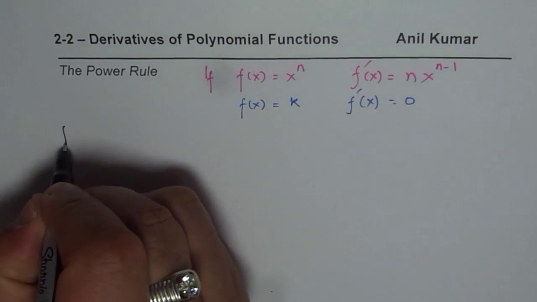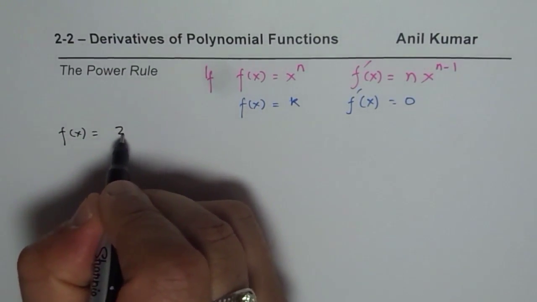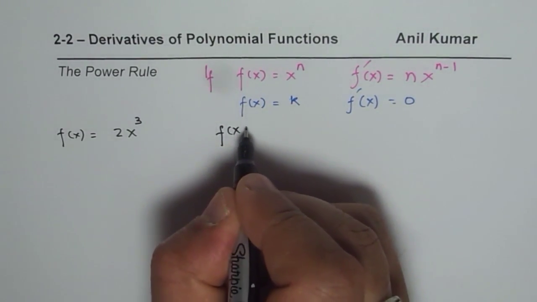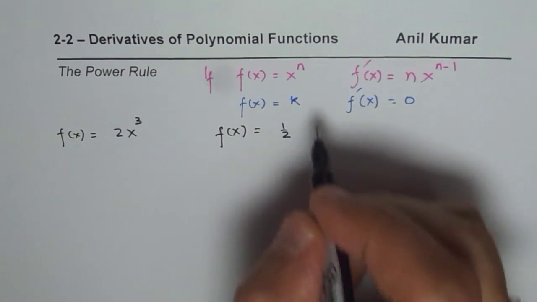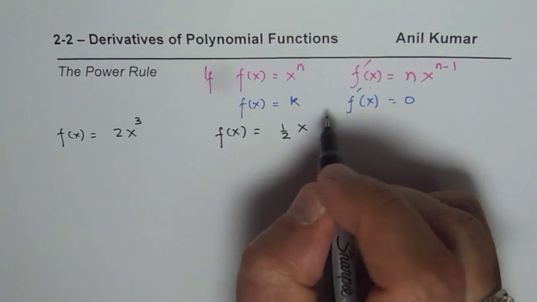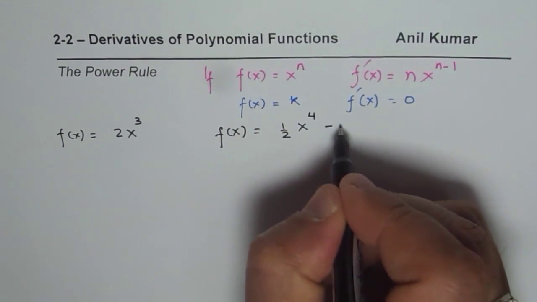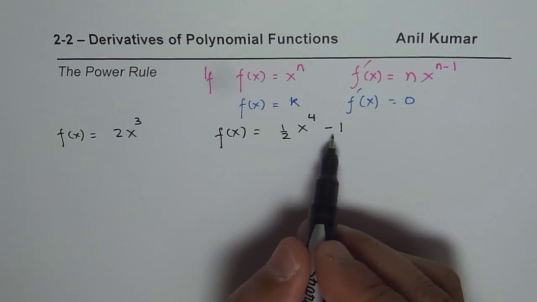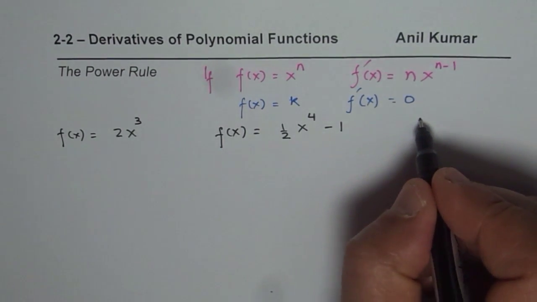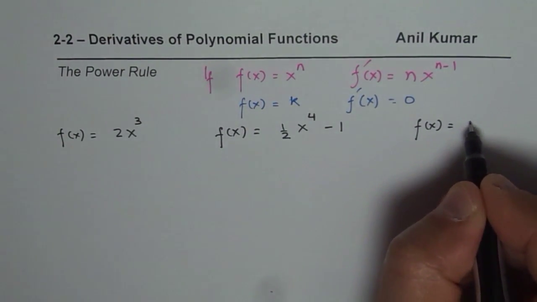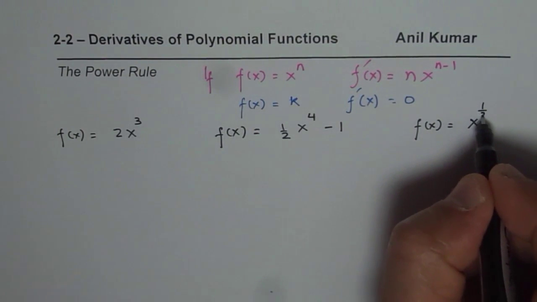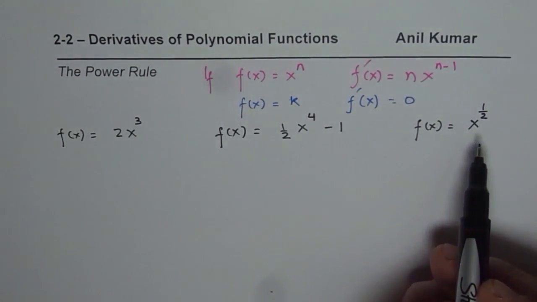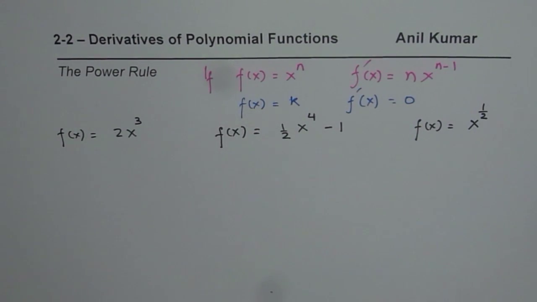Let us say the function for us is f of x equals 2x to the power of 3. So you can find the derivative for this. We can have a function which is f of x equals half x to the power of 4 minus 1. So we have a combination, so we'll use the power rule with the addition and subtraction rule in this case. And we could say f of x is equal to x to the power of half. Normally we're talking about polynomials, but we'll take radical expressions also in this particular case. Let's begin applying these rules.